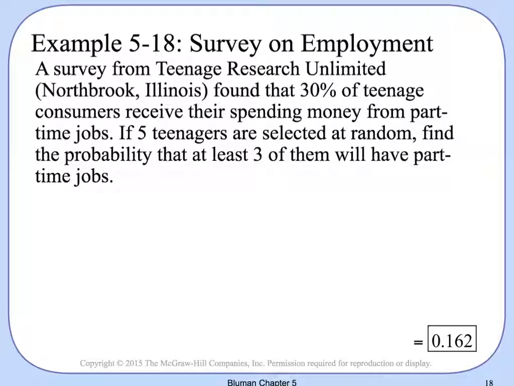Because you kind of had this probability and either you're going to have a part-time job or you're not, okay? Now that not could be having a full-time job or having no job. It could be any of those. But really we can reduce it down to two outcomes, okay? Either you have a part-time job or you don't have a part-time job.